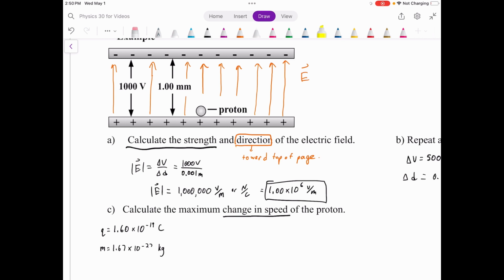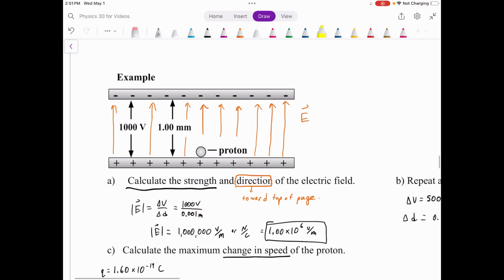But is that electric potential energy just disappearing? Is it being destroyed? No, right? We know that energy is never created or destroyed. So what's happening to it? It's losing potential energy, but gaining kinetic energy, because it's going to go faster and faster and faster until it collides with that negative plate.